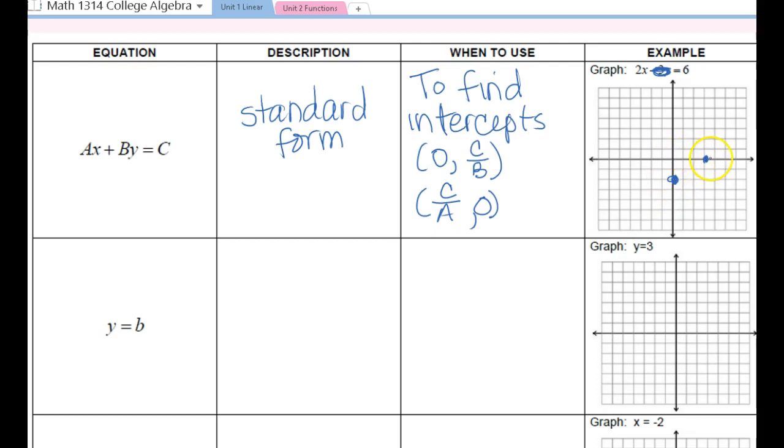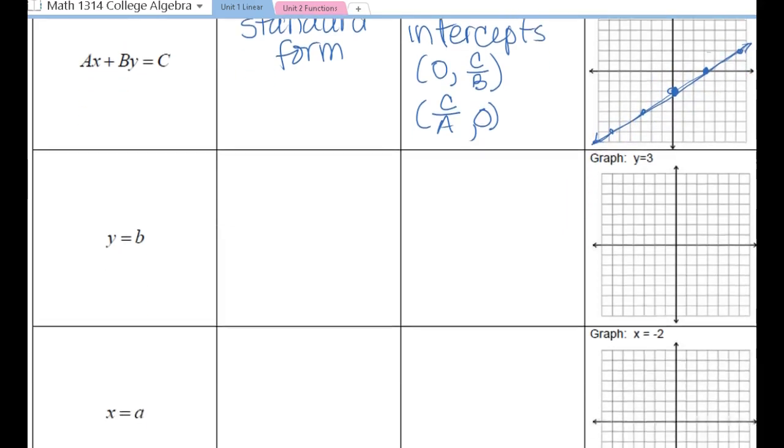I go up 2 and over 3, up 2 and over 3. Or I can go down 2 and to the left 3, down 2 and to the left 3, down 2 and to the left 3. And again, you can see where my line would be connecting all of those.